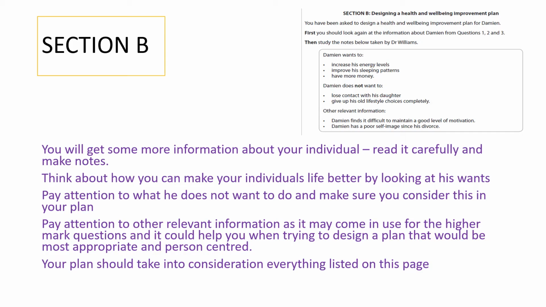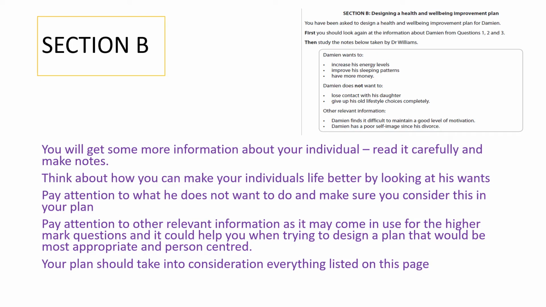And you're really looking at ways, when he says what he wants to do, increasing his energy levels. How could you increase his energy levels? He wants to improve his sleeping patterns. How could you improve his sleeping patterns? You can get mindfulness apps before he goes to sleep, or reading a book before he goes to sleep, making sure he goes to bed at a reasonable time, wakes up at a reasonable time.